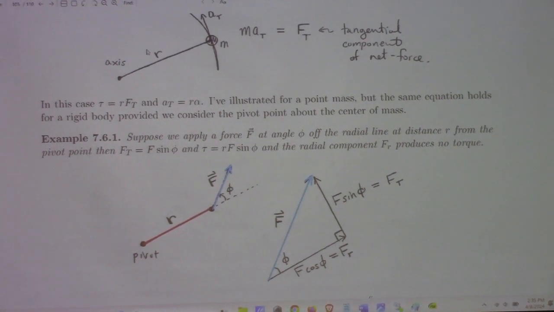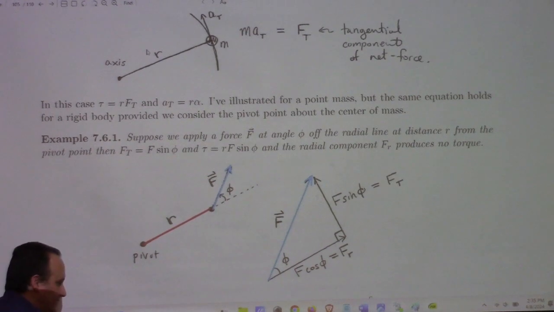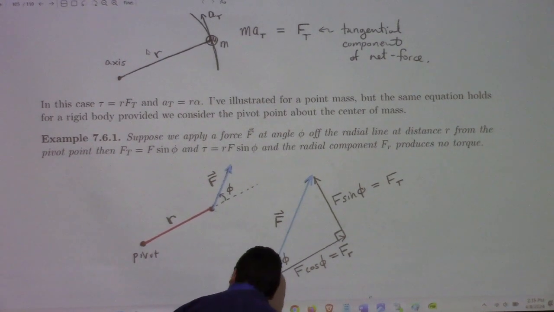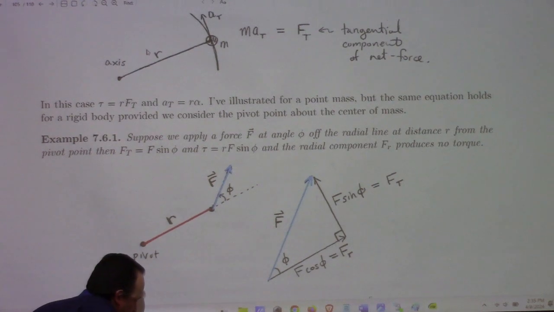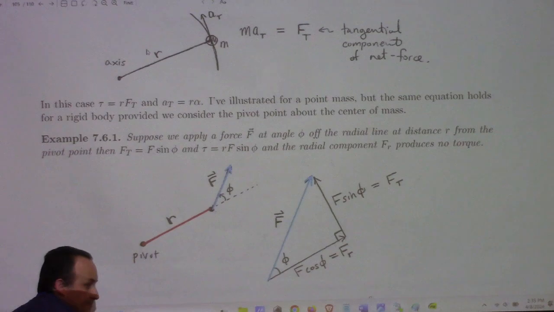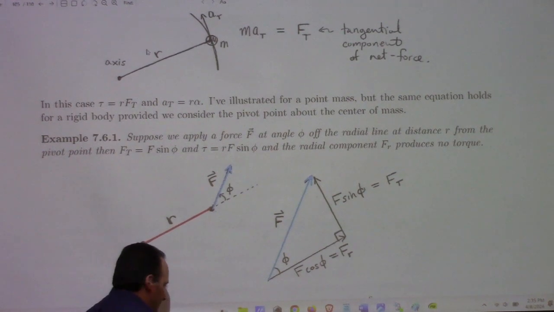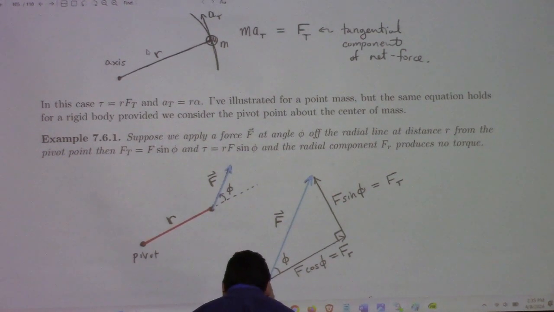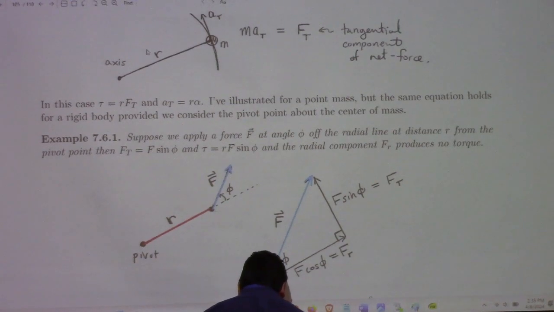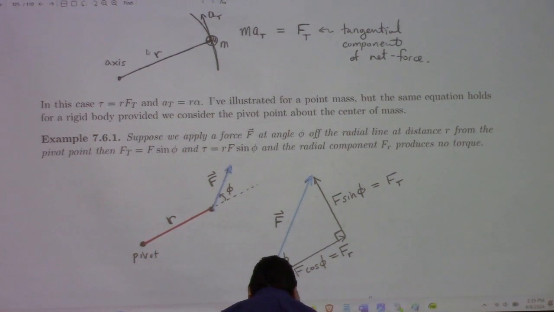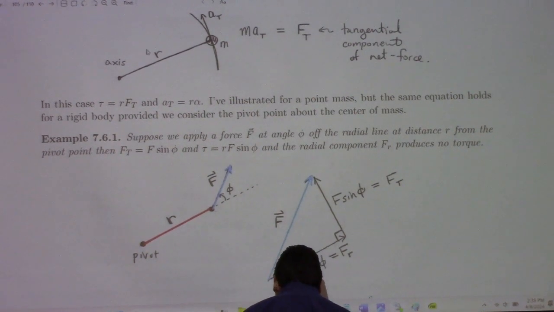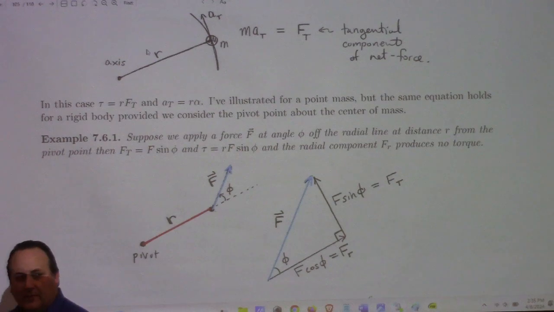So the cross product, though, how do you visualize the cross product? See, if we move this R here up to here, then this angle right here is what we call phi. So the formula is torque is equal to R cross F, which as a formula is RF sine phi in the direction given by the right-hand rule.